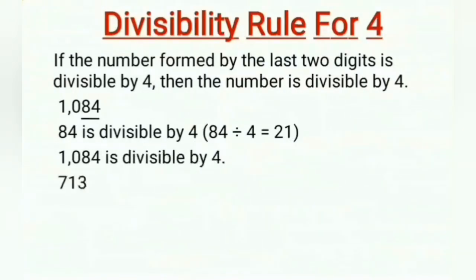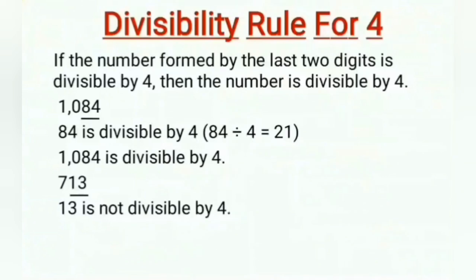Another example is 713. Here the last two digits, 1 and 3, form the number 13. 13 is not divisible by 4. So 713 is also not divisible by 4.